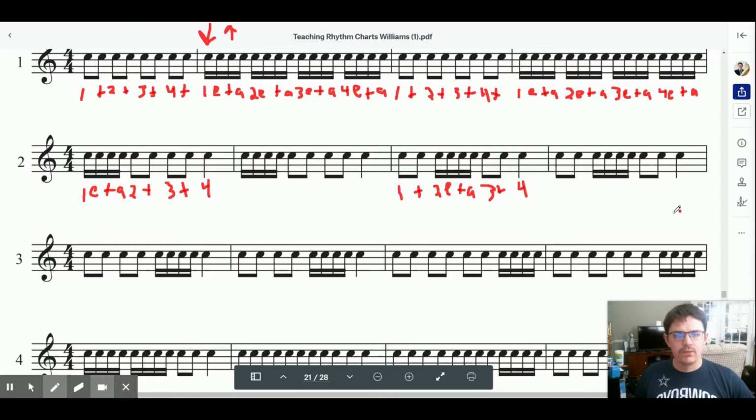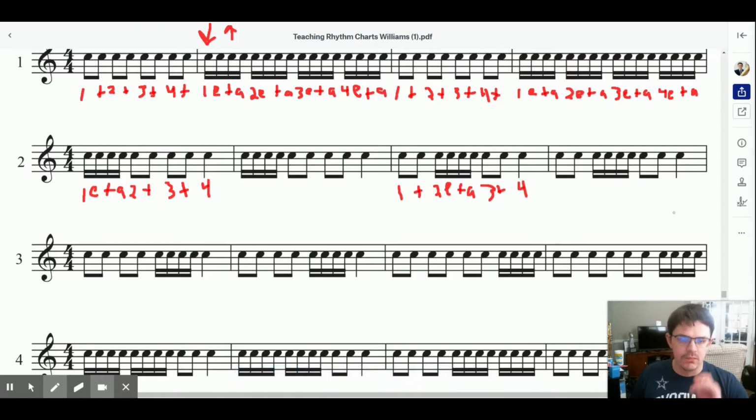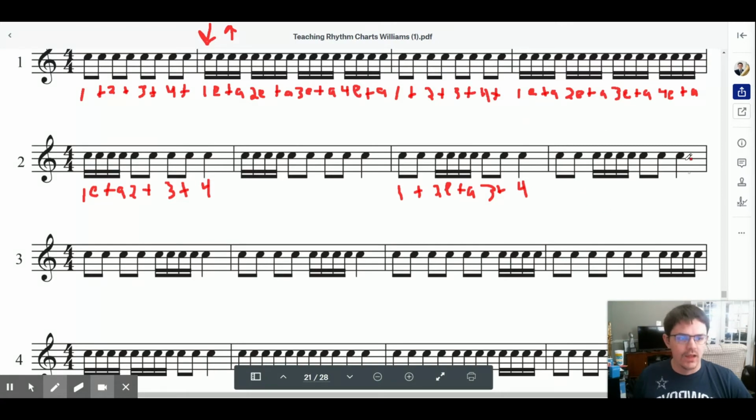Take a second, see if you can figure out how to count and clap that rhythm on your own without me. Okay, let's do it together so you can check yourself. 1, 2, ready, go. 1 and 2 E and a, 3 and 4. Does that sound about what you had? Very good. Look at measure 4. It's going to be the exact same rhythm, so we're just going to do that twice.